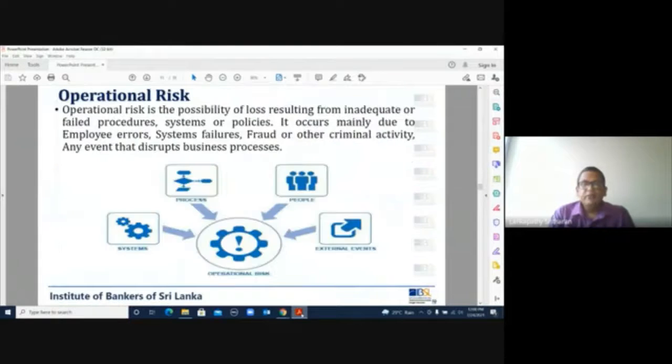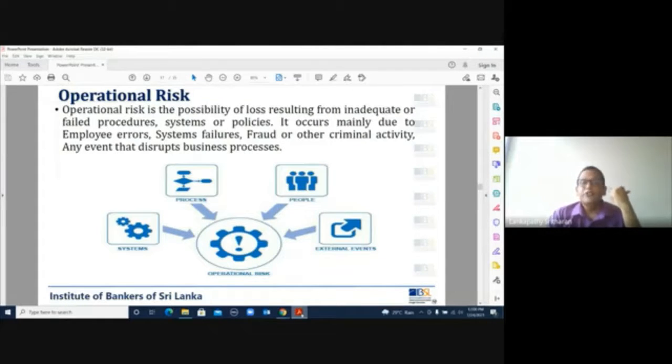Okay, then we will move to operational risk. Operational risk is the possibility of loss resulting from inadequate or failed procedures, systems or policies. Generally, operational risk could arise due to four reasons. The first one is system failure. Everybody knows that if we have a software system, such as a core banking system or any other system, then due to system failure, operational risk could arise.